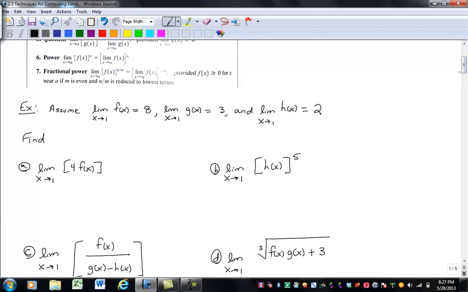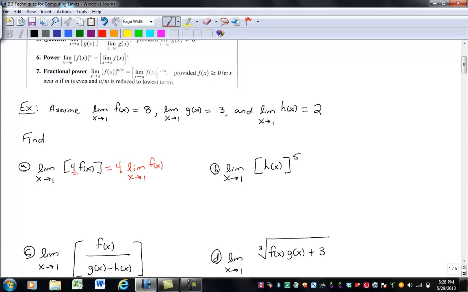It says, assume that the limit as x goes to 1 of f is 8, and the limit as x goes to 1 of g is 3, and the limit as x goes to 1 of h is 2, and then find these four limits. And the idea here is you can use the properties above to take the limit to get the limit of the functions alone. And the first one, a, is the constant multiple property. What's happening in a is the number 4 is being multiplied by f. But the constant multiple property says that you can take limits and factor out that constant.